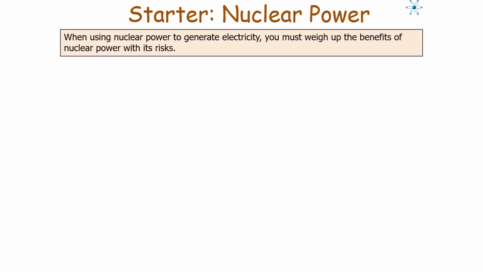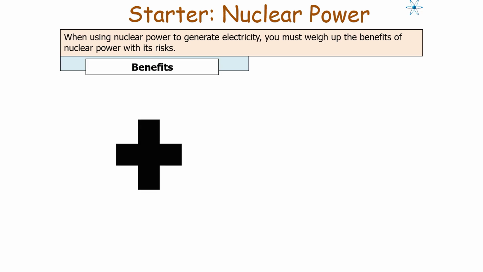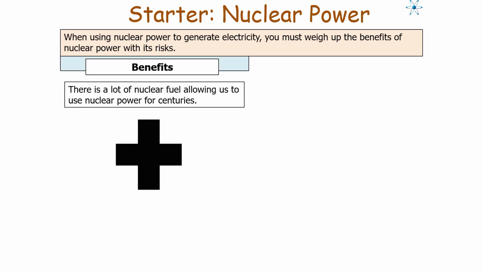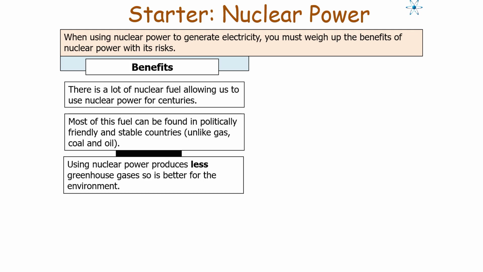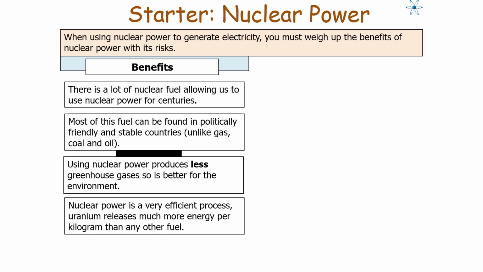Now, when we use nuclear power to generate electricity, we've got to weigh up the benefits of nuclear power along with its risks. So what are our benefits of nuclear power? Well, firstly, we can say that there's a lot of nuclear fuel allowing us to use nuclear power for centuries. Most of this fuel can be found in politically friendly and stable countries, unlike gas, coal or oil. Using nuclear power produces less, not none, but less greenhouse gases, so it's better for the environment, and using nuclear power is a very efficient process, so uranium releases much more energy per kilogram than any other fuel. So those are the benefits of using nuclear power.